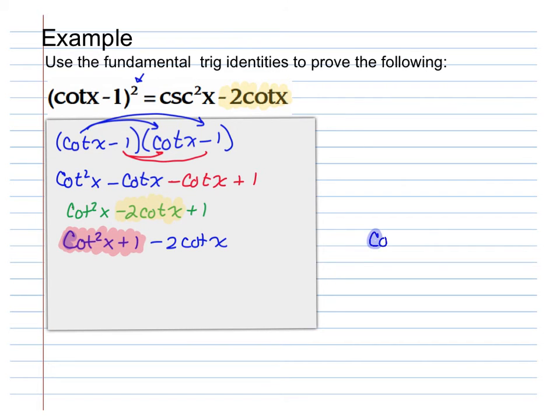Hopefully you know that cotangent squared of x plus 1 is equal to cosecant squared of x. So this right here becomes cosecant squared of x minus 2 cotangent of x. And that's literally what we needed. We verified. I believe that on your sheet, it's the one, then this. Remember, addition is commutative, so that's okay.